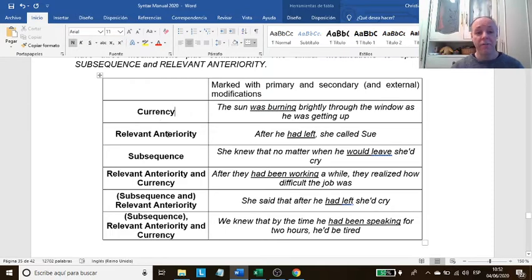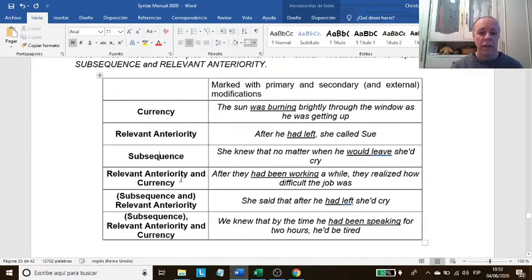Relevant anteriority, remember, is haber in Spanish and in English. After he had left, she called Sue. "After he had left" is the same, the perfect form. Subsequence, explicit subsequence: she knew that no matter when he would leave, she'd cry. "He would leave" is the conditional tense. Remember, explicit subsequence covers two in Spanish, conditional and future form.